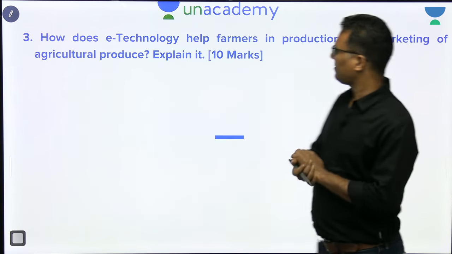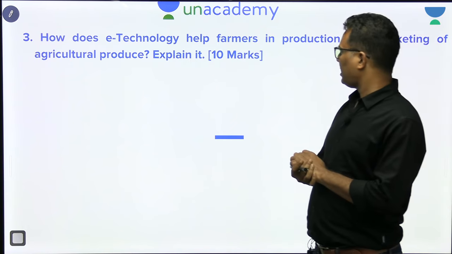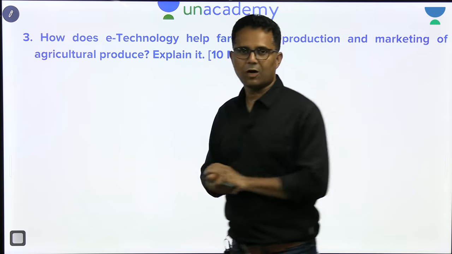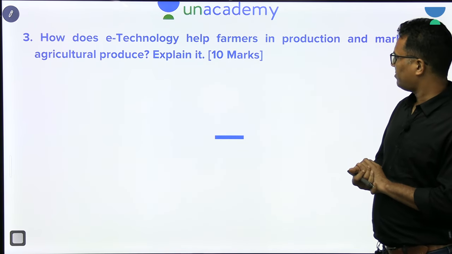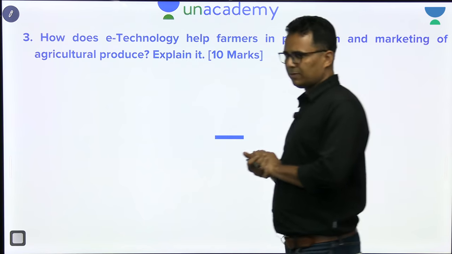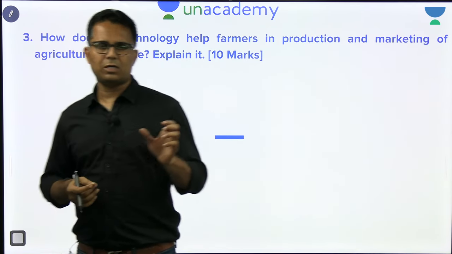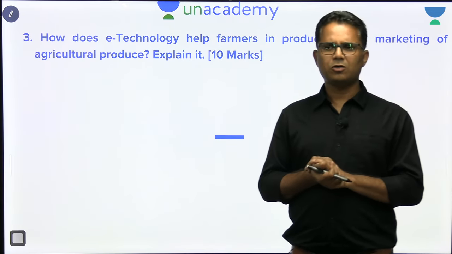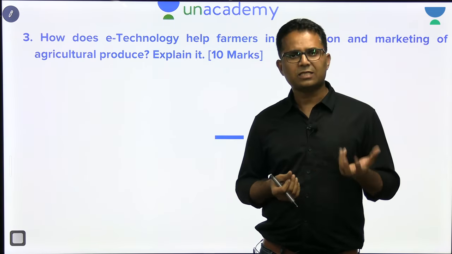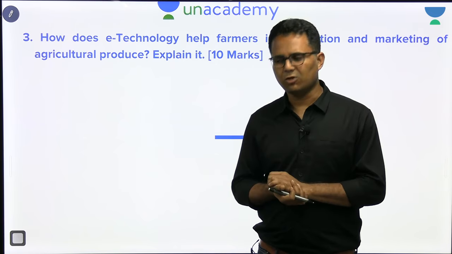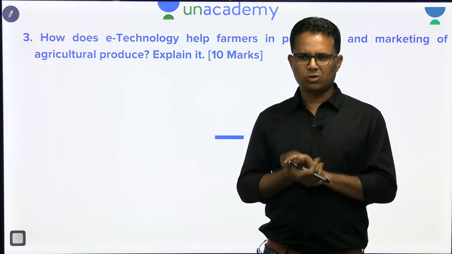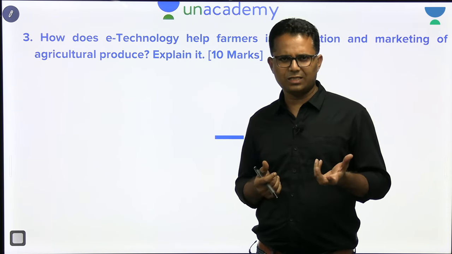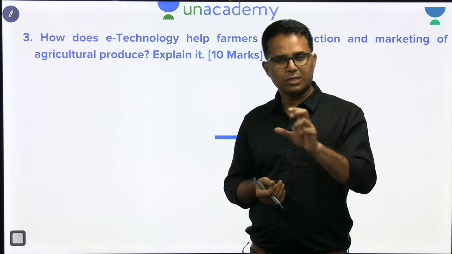The next question is, how does e-technology help farmers in production and marketing of agricultural produce? In your syllabus, there is a topic called e-technology in the aid of farmers. Over the last so many years, there is an excessive push of government towards using e-technology. E-technology is electronic technology. In this question, you cannot in general use mechanized equipment. You have to focus on e-technology.